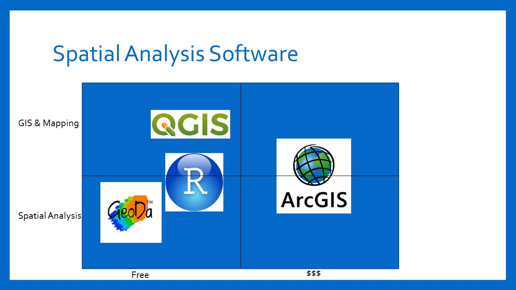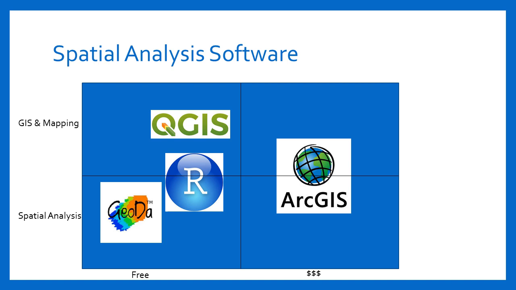On the upper two panels, I have software that is primarily for what I would call GIS and mapping. In other words, statistics is not its main purpose. Management of spatial data is its main purpose. Producing maps is its main purpose. In contrast, on the lower two panels is spatial analysis, where statistics is in fact one of the main purposes. So notice that ArcGIS is not only a fee-based package, but it splits between GIS mapping and spatial analysis. ArcGIS was originally really for GIS and mapping, but it's developed a lot of spatial analysis tools over the years. So it's a big package with a lot of things in it.